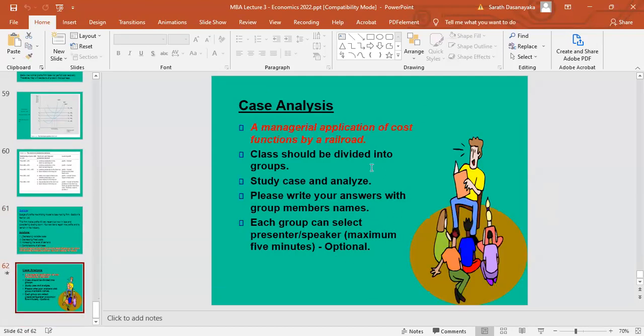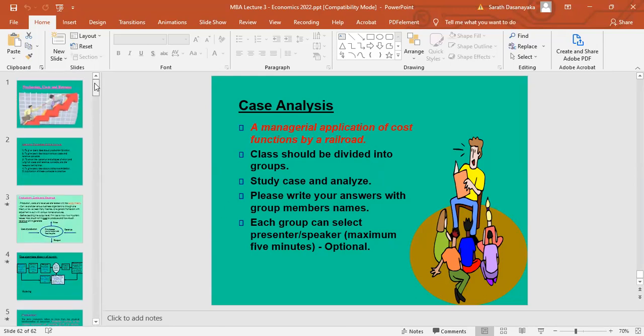And for today's lecture, you have what we call the managerial application of cost functions, on the railroad. This is a group exercise, a little extensive case. The class should be divided into groups. We already did it. Study the case and analyze. Please write your answers with group members' names. In online classes it's very hard to do that, but we can discuss this. Right, this is it.